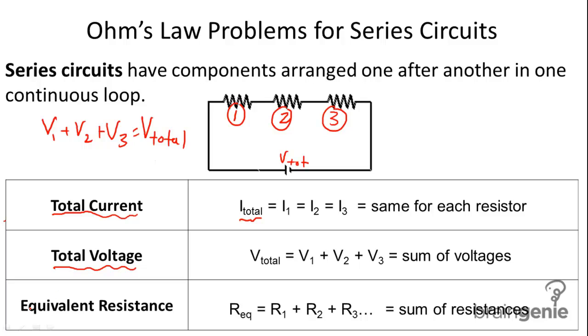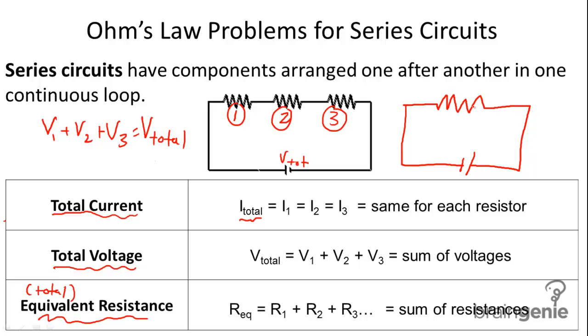Alright, next up, we call this equivalent resistance. Equivalent, I want you to think of as total resistance. Now, when we solve for the total resistance, all we do is we add up the values for each of the resistors, and that gives us the total resistance as if we were drawing this with just one resistor. What would the resistor value be?